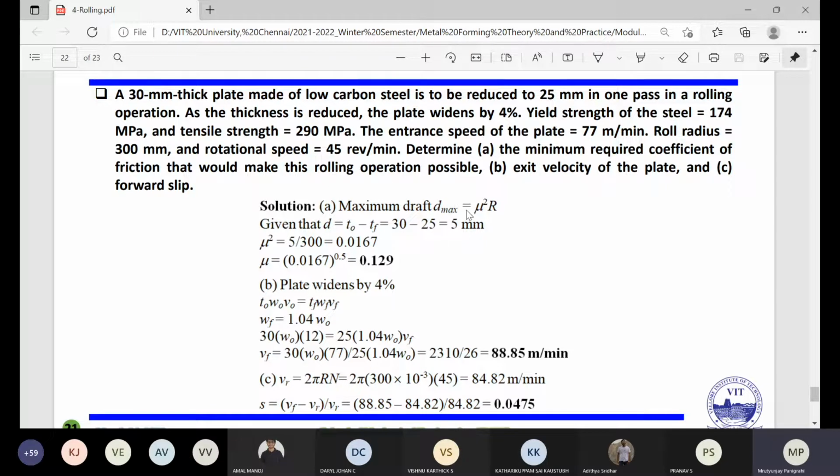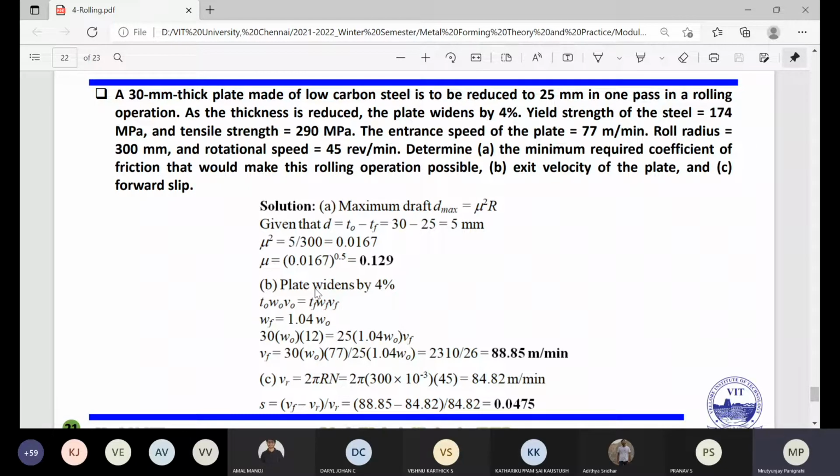Okay, so you have to find out the maximum draft equal to mu square R. Before that, if you want to find Dmax, this is T0 minus TF equal to 5 mm. So mu square now you can find out, mu square will be 0.0167. So mu equal to 0.129, right? So now the second part is given the thickness is reduced and the plate widens by 4%. Okay, so if the WF is widened by 4%, that means the WF equal to 1.04 W0.